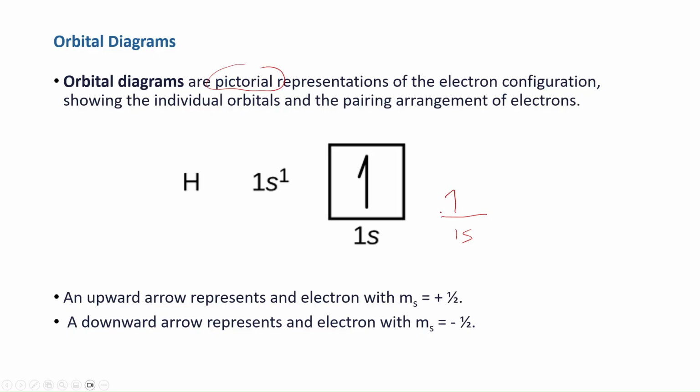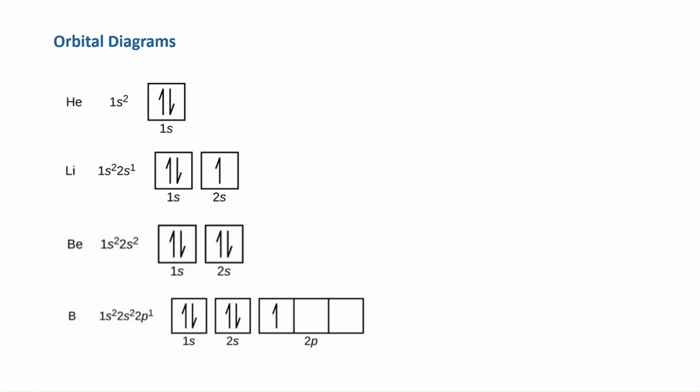An up arrow means that you have a plus 1/2 spin quantum number, downwards minus 1/2. So every line could have up to 2 electrons in there. Helium has 2 electrons, so you put them in there. Lithium is 1s2, 2s1, so you put 2 electrons, and when 1s is full, then you can move to 2s. Everything is fine. You just keep adding electrons.